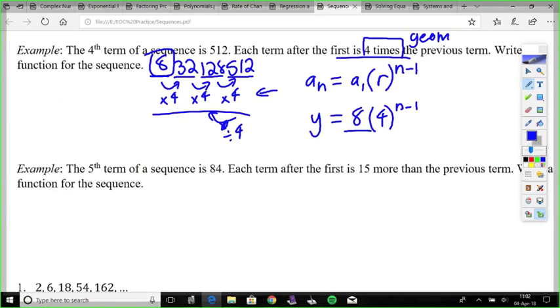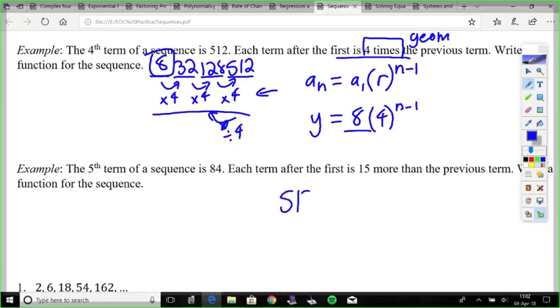There's another way you could do that. For example, I'll show you, but that's how I would do it. So if you want to skip ahead a little bit, you can, if that made sense to you. This is a little bit trickier, but I know that the 4th term is 512.